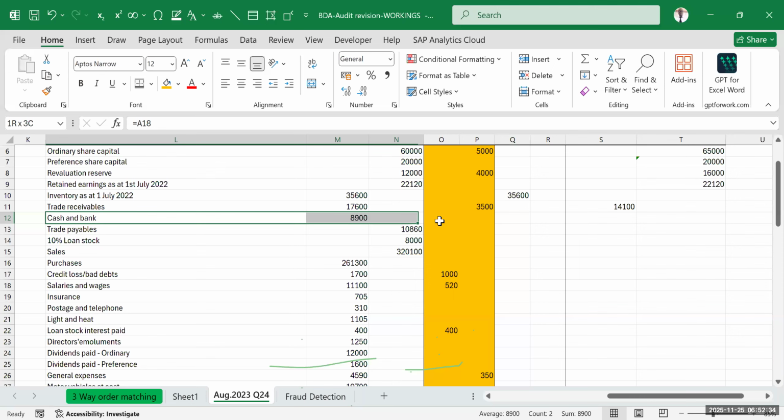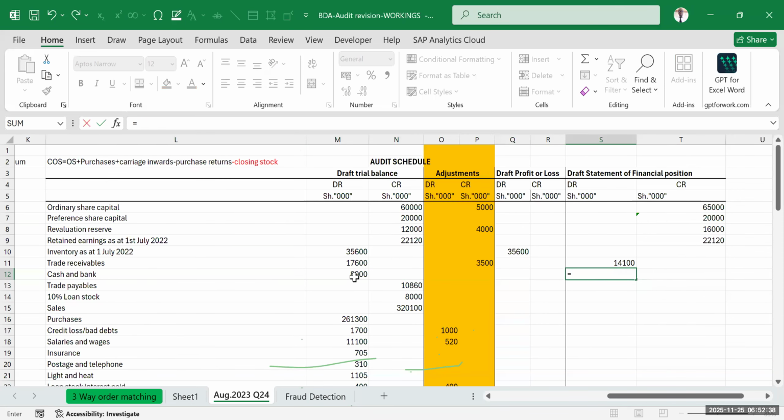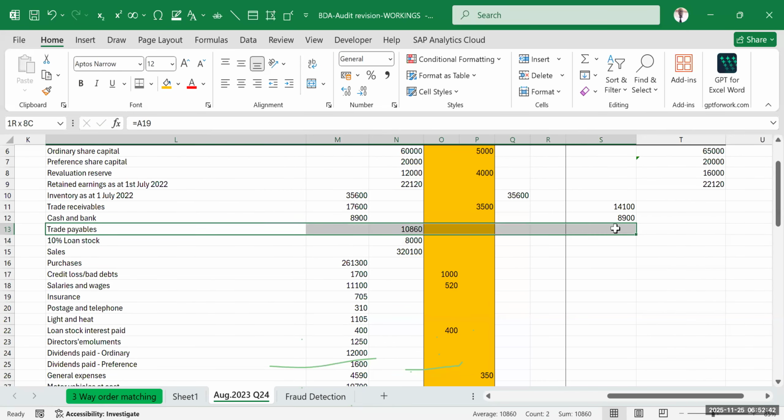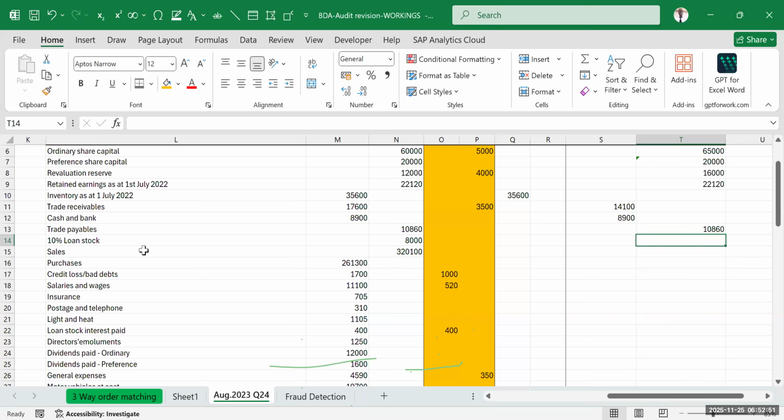We go to cash and bank. Was there any adjustment for it? No, it remained the same and it is debited in the balance sheet. Trade payables is a liability, did not have any adjustment. So what we do, we just transfer it there. Loan stock goes to a long-term liability section.